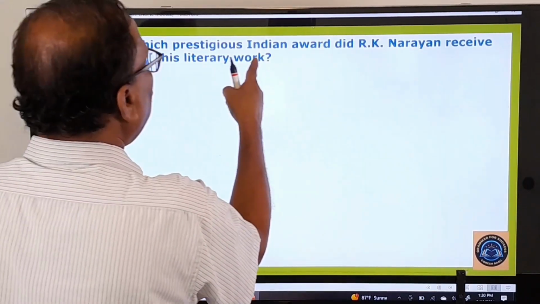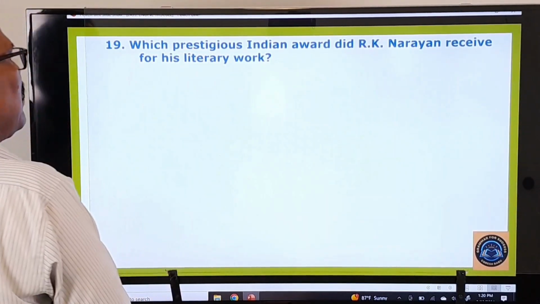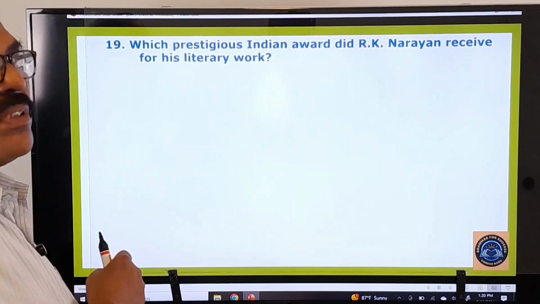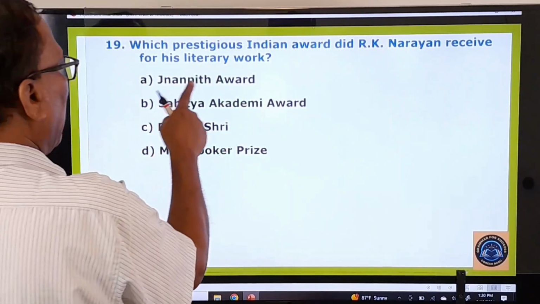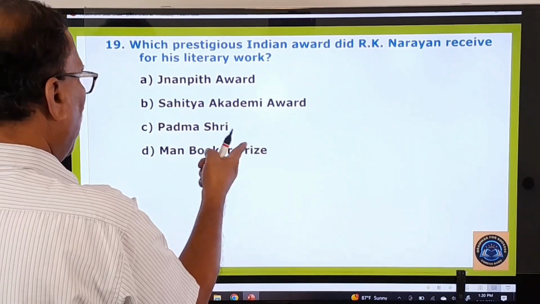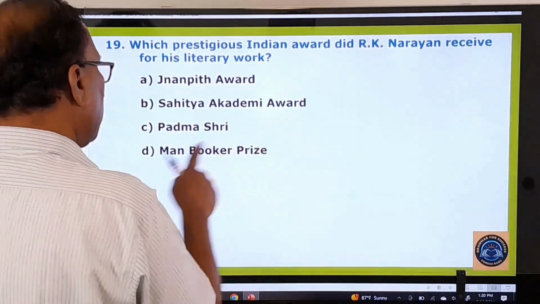19th one. Which prestigious Indian award did R.K. Narayan receive for his literary work? Which prestigious Indian award? Okay. Gnanpith Award, Sahitya Academy Award, Padma Shri Award, Man Booker Prize. Okay.